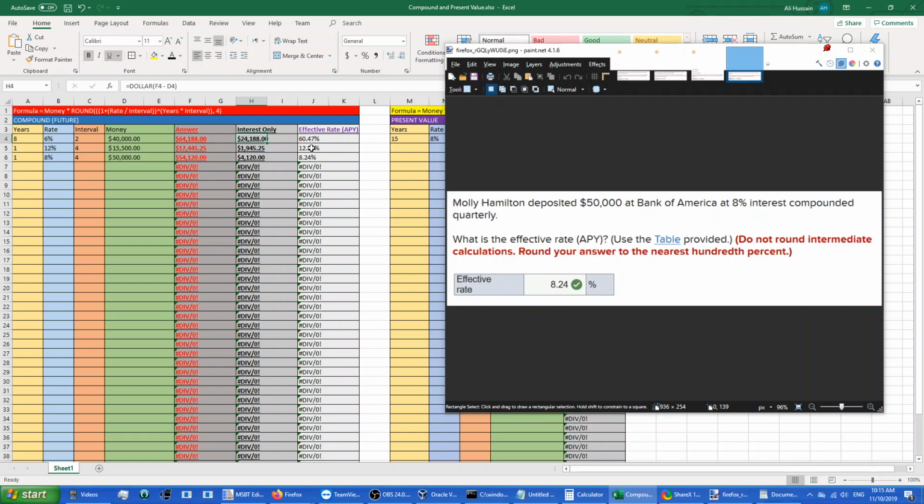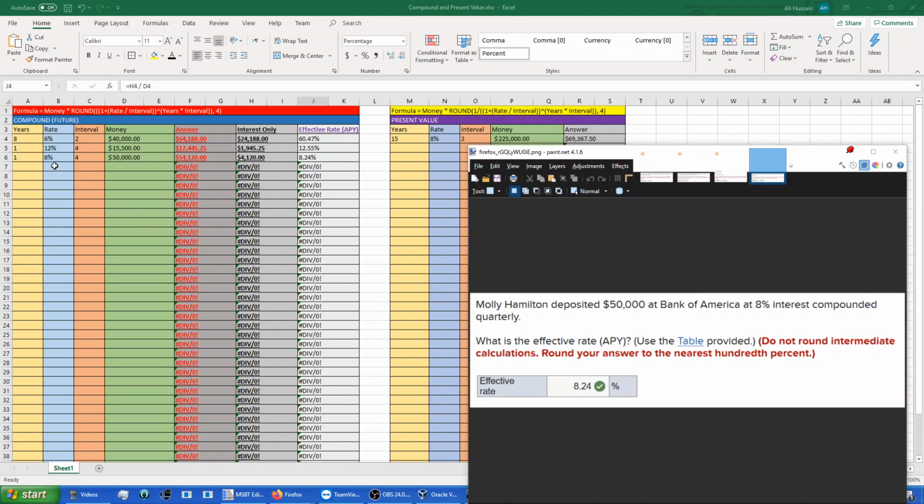And the effective rate is H4 divided by D4. Basically, it takes the interest only and divides it by the money. H4, D4, yeah, I was right. Anyway, that's basically it. Simple stuff. Just put the numbers you want. Let's say I want 7% instead. We'll change the 8 to the 7, and it'll automatically calculate the rest. That's all there is to it.